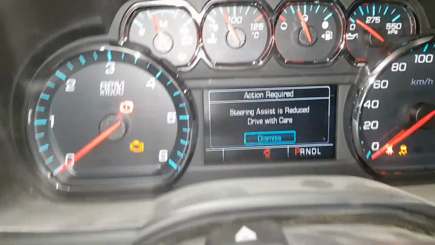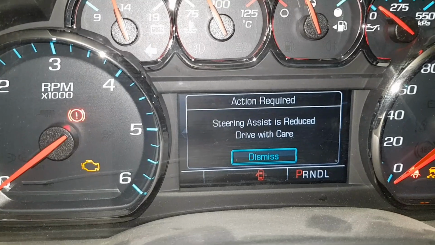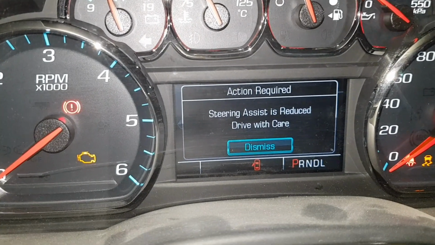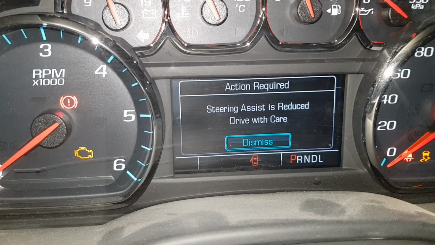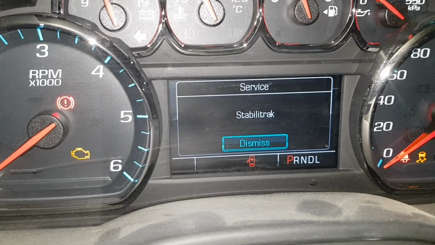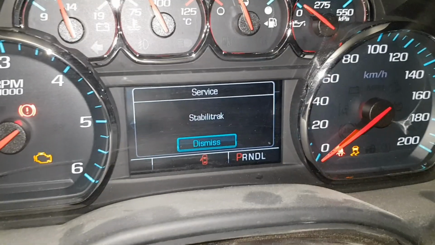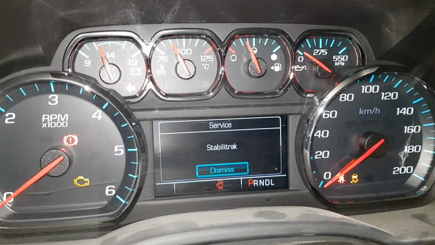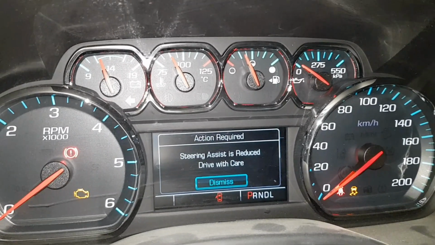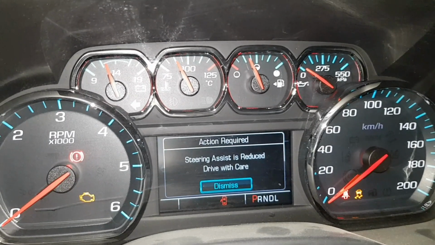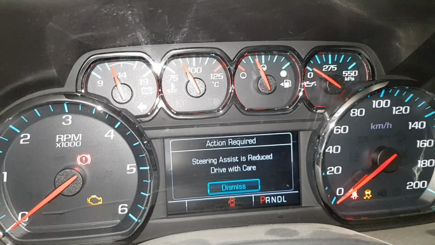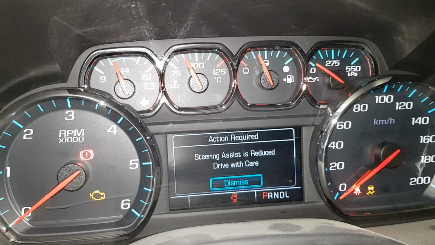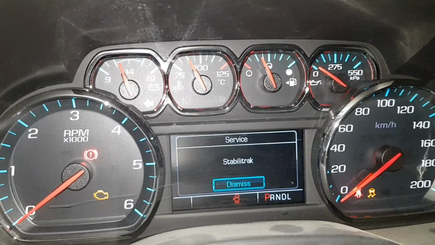Chevrolet Tahoe 2020, guys. Customer complaint: steering assist is reduced, drive with care message on. Stability track message on and traction message on, guys. The trouble code, guys, is steering angle sensor. So I can fix all these messages, guys, by resetting and relearning the steering angle sensor only.